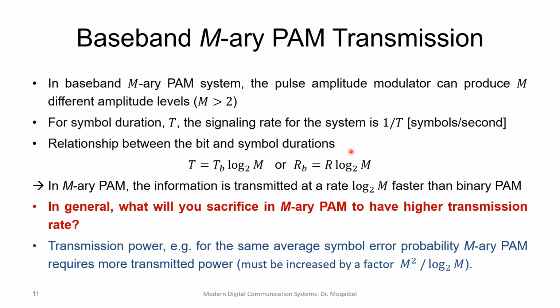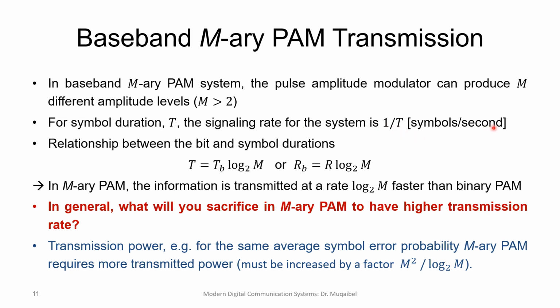All right, now if you look at the baseband M-ary pulse amplitude modulation, we are done with the correlative decoding. Let's look at the baseband M-ary transmission. In baseband M-ary transmission, the pulse amplitude modulator can produce M different levels. And the duration now is not called the bit duration, but rather the symbol duration. The signaling rate, of course, will be 1 over the symbol duration. So it will be 1 over T symbols per second.